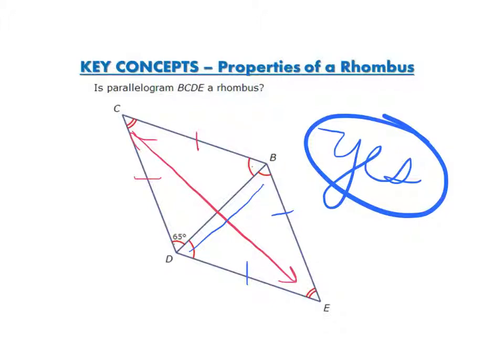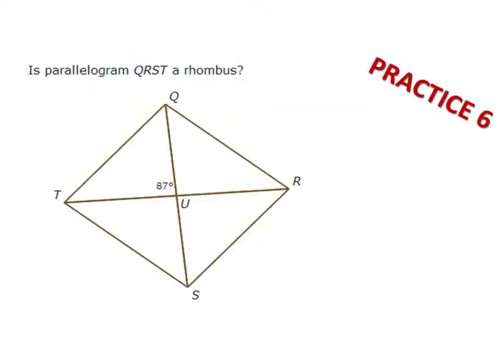So you have to look at our opposite angles. When it cuts it in half, does it make 2 isosceles triangles? Are all 4 sides congruent? Do the diagonals cut it perpendicularly? So look at those angle measurements and side lengths when you decide if a parallelogram is a rhombus. And practice 6 is, is parallelogram QRST a rhombus? And be ready to explain why it is or why it is not.